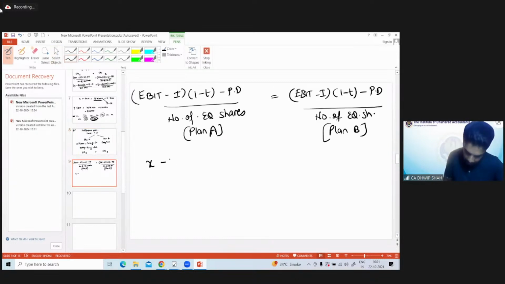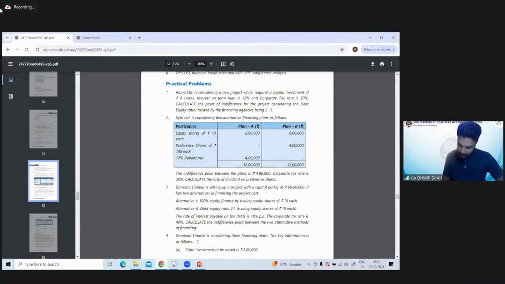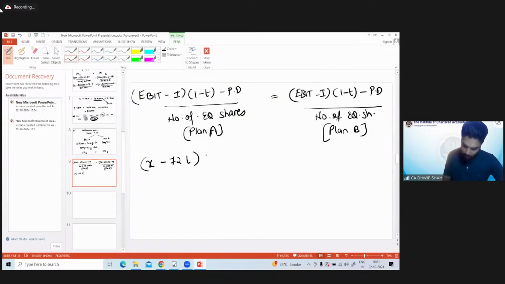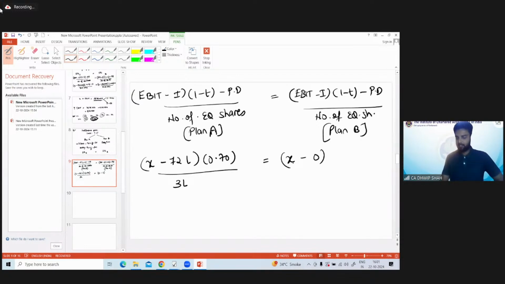To save some space, I am writing this in lakhs. 72 lakhs. 1 minus tax. What is the tax rate? Tax rate is 30%. 1 minus 0.3, I am directly writing this as 0.7. There is no preference dividend, so nothing to worry about there. And the number of equity shares here would be 3 CR divided by 100, which is 3 lakh shares. Under alternative 2, there would not be any interest because the entire funds are raised through equity. Multiply by 0.7. There is no preference dividend in alternative B as well. And divide by 9 lakh shares.